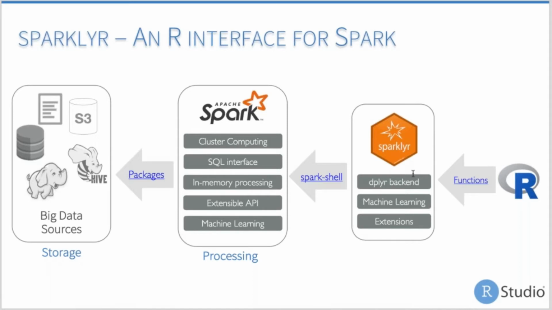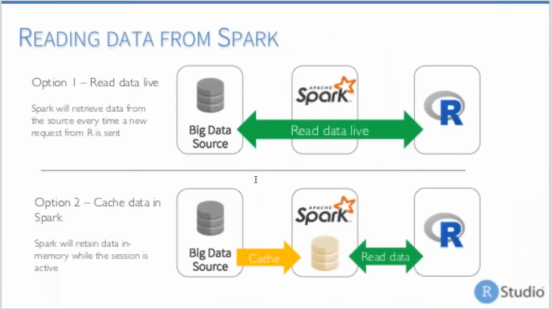Having said that, the fact that it goes all the way back to the data source and then into Spark is one way that we can access the data, which, depending on the data storage itself, may be slow or fast.